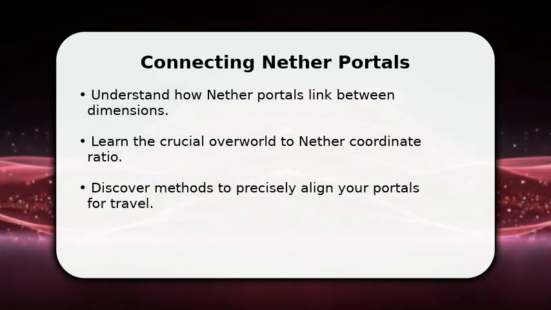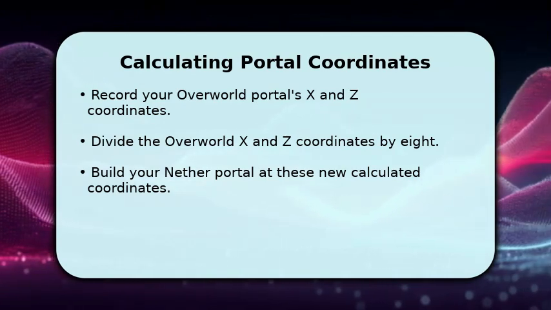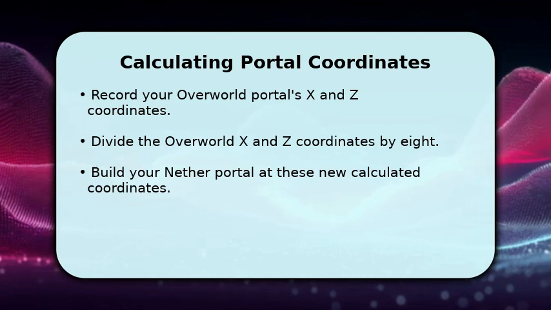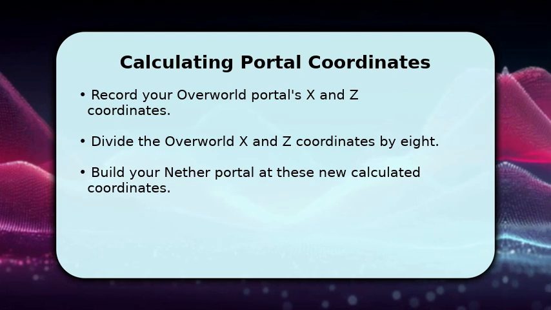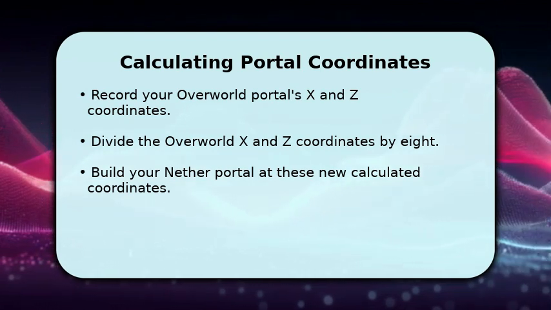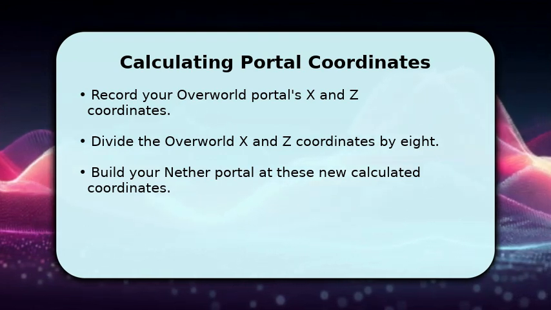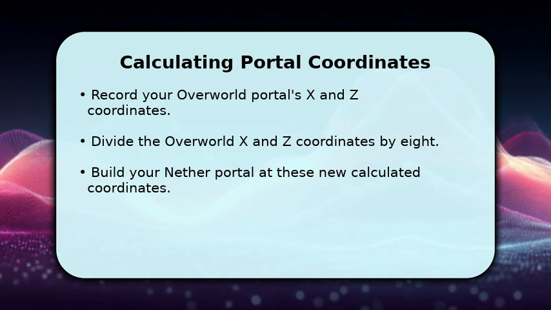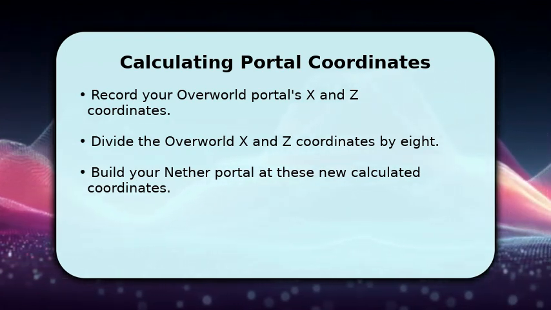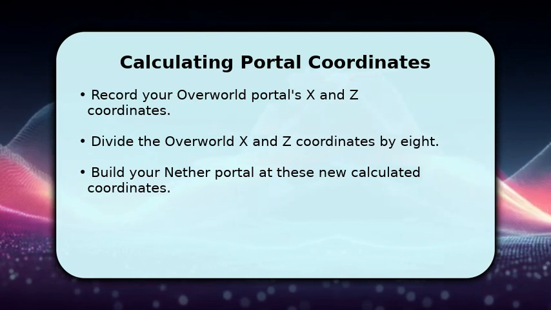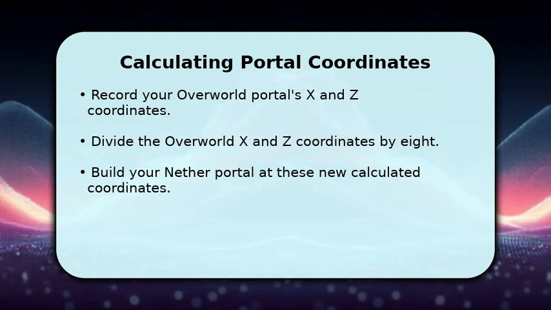effort in your adventures. To begin, stand at your overworld portal and note its X and Z coordinates. For example, if your overworld portal is at X 1000, Z 800, you'll divide both by 8. This gives you X 100, Z 100 for your nether portal's location. It's important to build your nether portal as close as possible to these exact coordinates to ensure a proper link. The Y coordinate doesn't need to be divided, but keep it within the nether's buildable range.